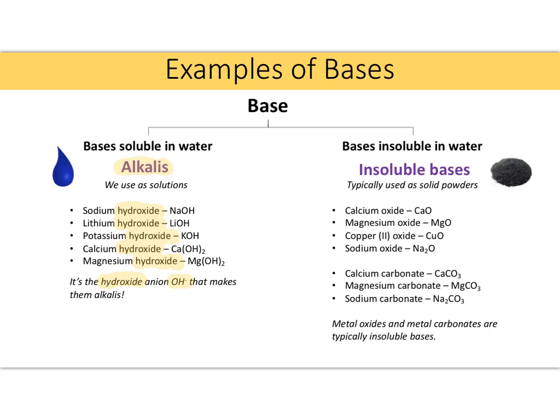If we think about insoluble bases, there are really two types that we need to be familiar with. That's any metal oxide. So we've got here calcium oxide, magnesium oxide, copper oxide, sodium oxide. And then the other ones that we have to be aware of are carbonates: calcium carbonate, magnesium carbonate, and sodium carbonate. So typically, metal oxides and metal carbonates are insoluble bases. I use the word typically because some of these are in fact soluble, but I think at GCSE this isn't really going to be an issue.